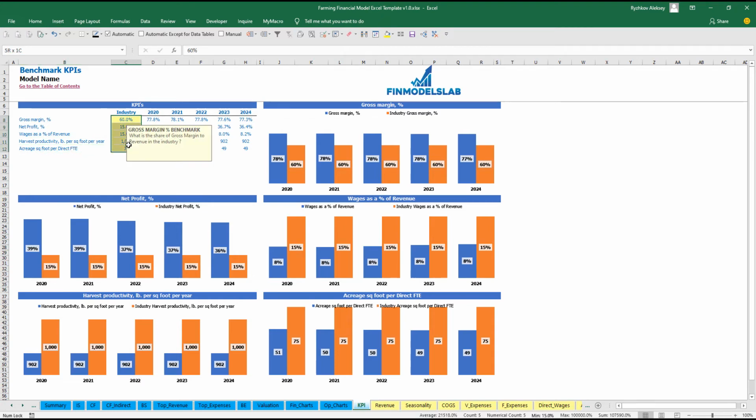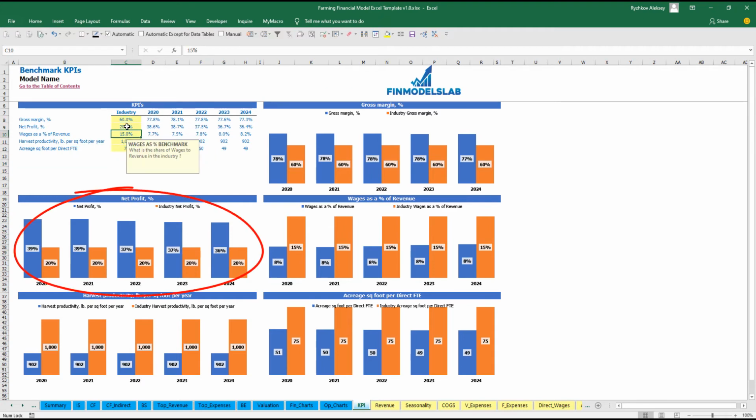All these yellow cells, which are industry KPIs, are changeable. Net profit can be 20%, for example, for your industry, for your country. And to the right of these yellow cells, you may see the values calculated by the model, driven by assumptions you inputted before on the revenue, expenses, and wages steps. The same information you may see on the charts, which is gross margin, net profit, wages as a percentage of revenue, harvest productivity, and acreage square foot per direct FTE. On each chart you may see the orange, this is industry specific benchmark, and as a blue value, this is a value calculated by the model.